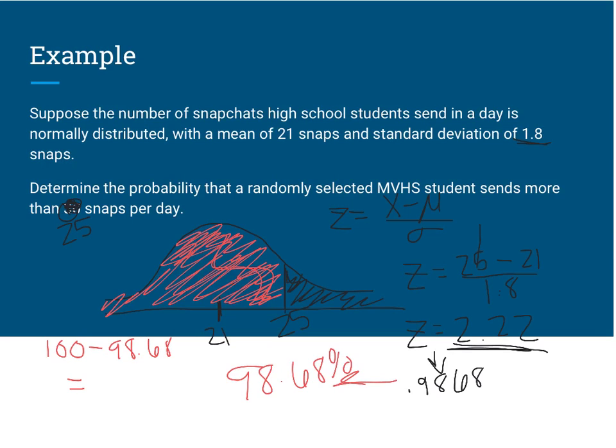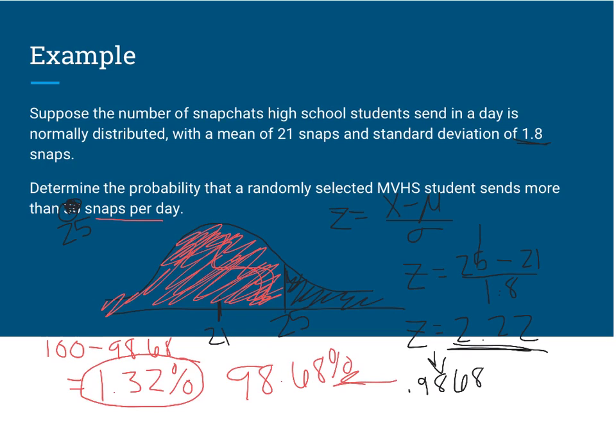If you need to take out a calculator, that's fine. 100 minus 98.68 is 1.32%. So there is only a 1.32% chance that a student sends more than 25 snaps per day.